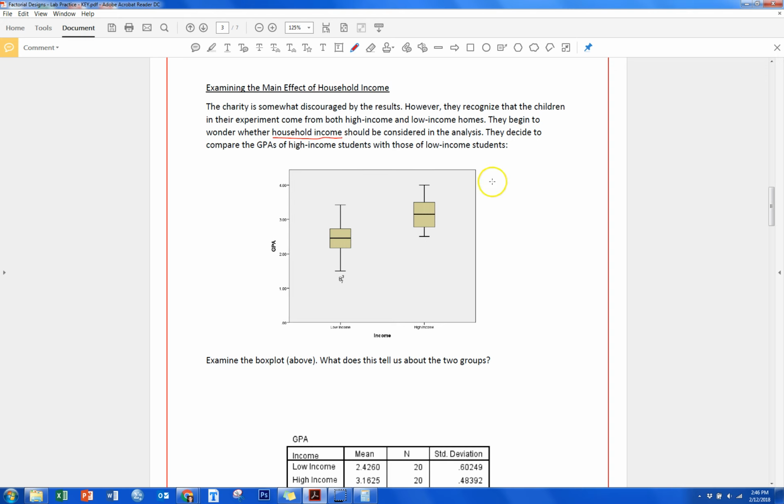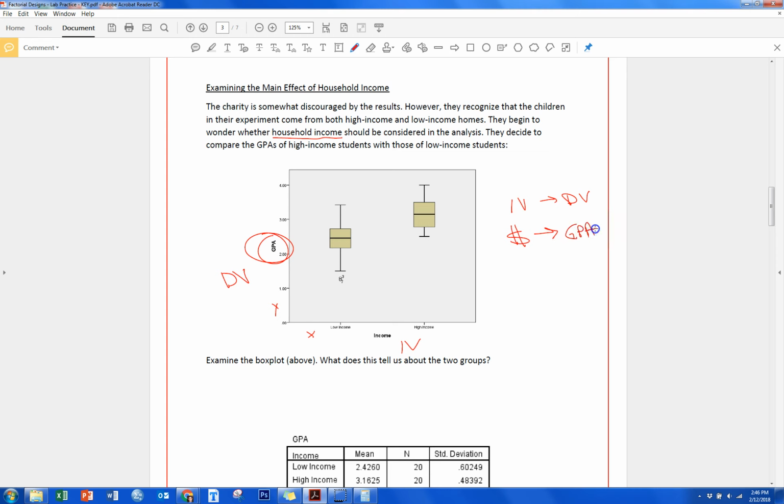Very interesting. Let's take a look at this graph. Examine the box plot above. What does this tell us about the two groups? So now we're still looking at GPA. That's still our dependent variable, but we're looking at income as the independent variable. Typically on graphs, the independent variable goes on the x-axis, and the dependent variable goes on the y-axis. The independent variable predicts the dependent variable. So here we have income predicting GPA.